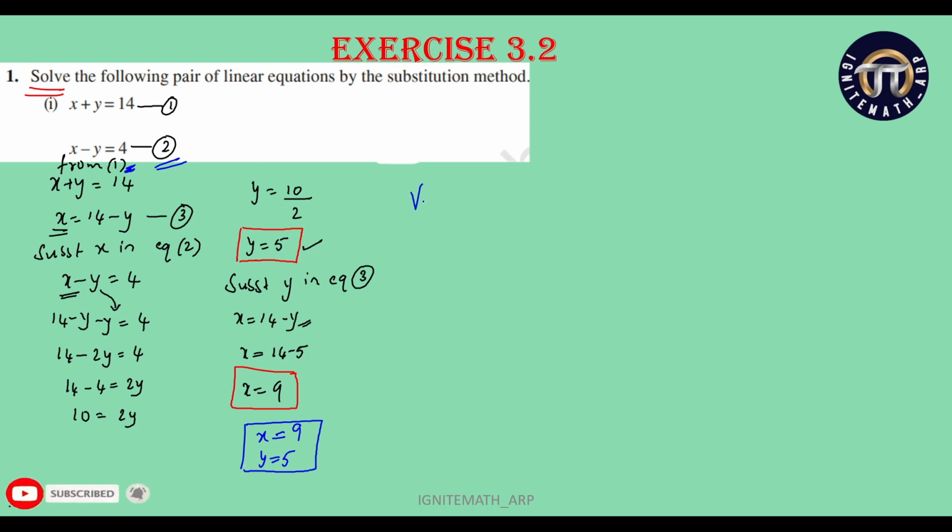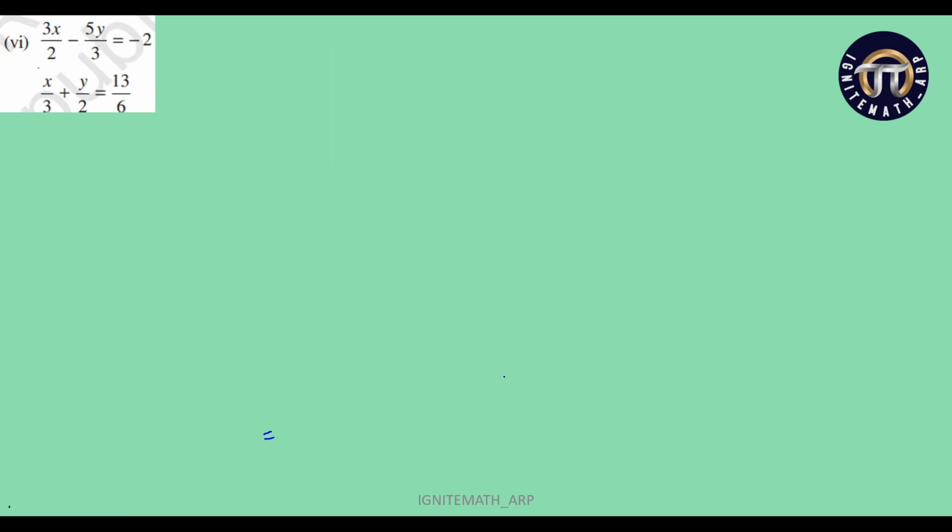How do you verify it? Even though they are not asking you to verify, just for your confirmation you can verify it. Take any one of the equations. From equation 1, LHS is equal to x plus y. What is x? 9. What is y? 5. So I'm substituting, I'm getting 14, which is nothing but our RHS. That means the values you have got are right. Clear, children? Now let's move to the next question.